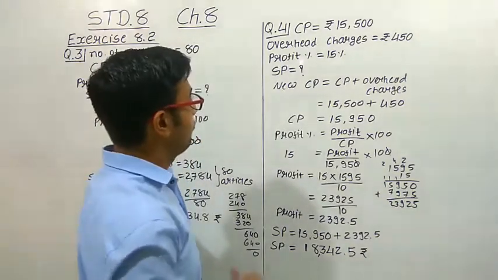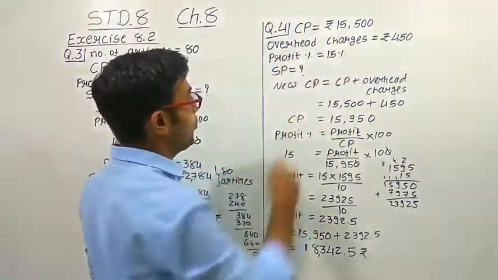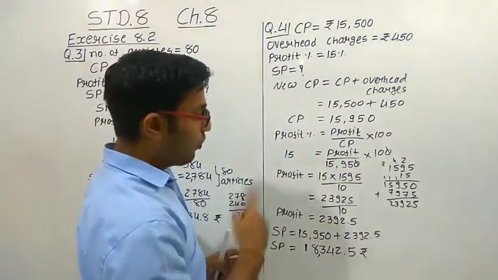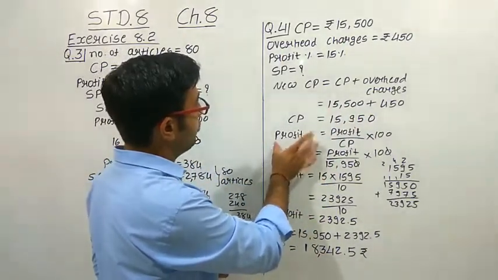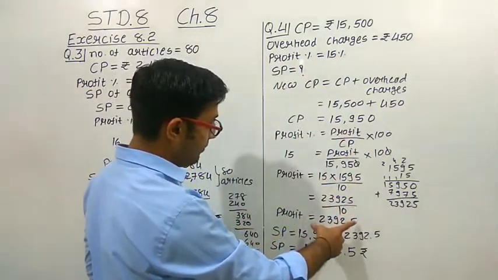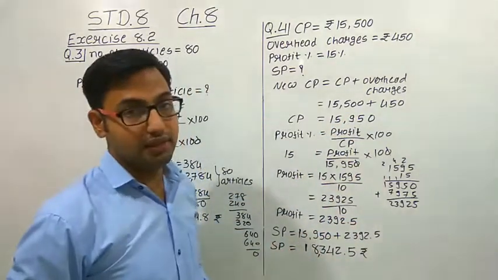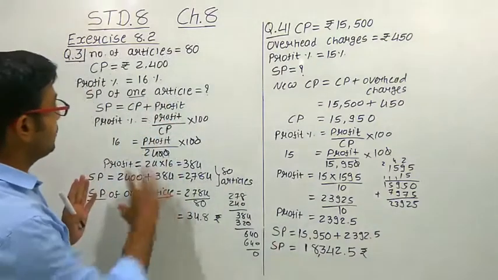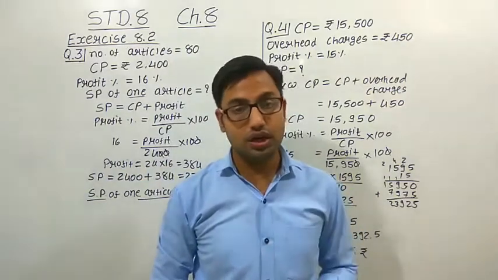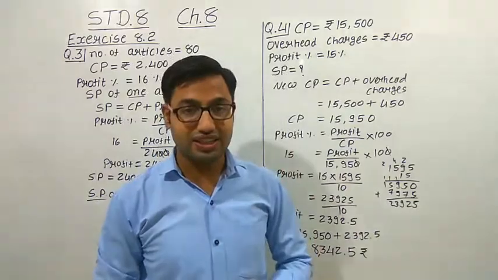So see how we can use all these terms. First of all, we were given the cost price, then the overhead charges. We add both of these and get the new cost price. Out of that, we were given one more thing, the profit percentage, from which we can find the profit. When we add the cost price and profit, we get the total selling price. In this way, we can use all these terms and find whatever is unknown. So in this way, we can solve this type of problem. This is all about this lecture. Thank you.